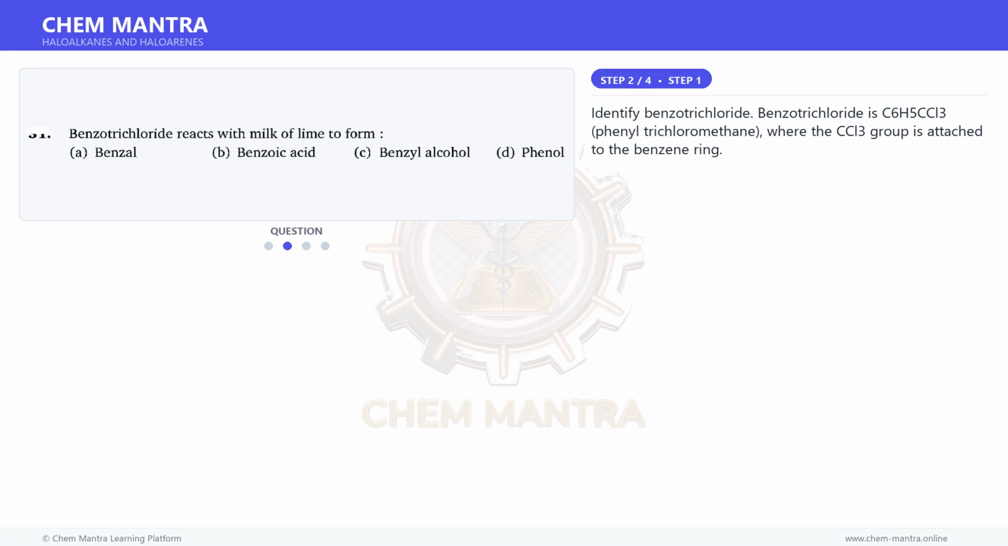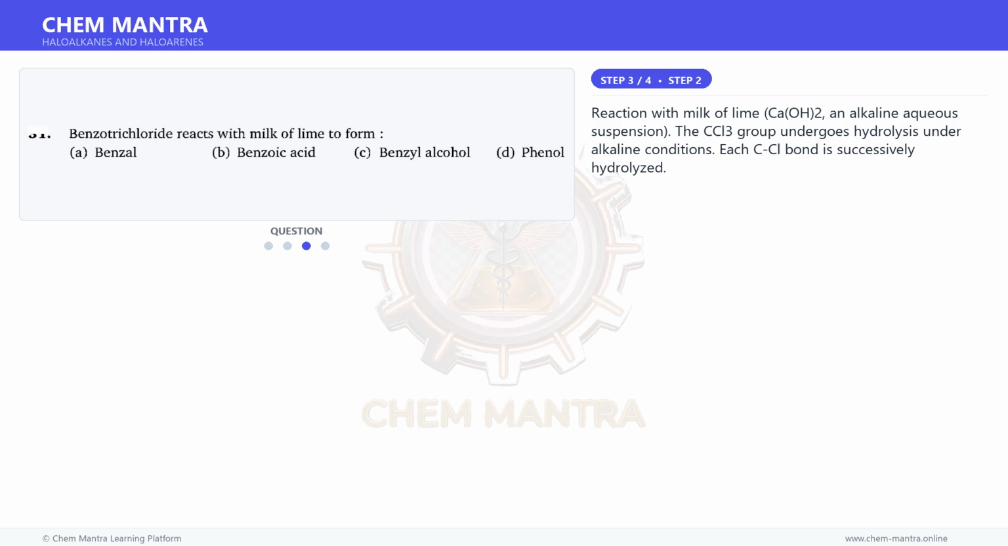Moving on to the next step. Identify benzotrichloride. Benzotrichloride is C6H5CCl3, phenyltrichloromethane, where the CCl3 group is attached to the benzene ring.